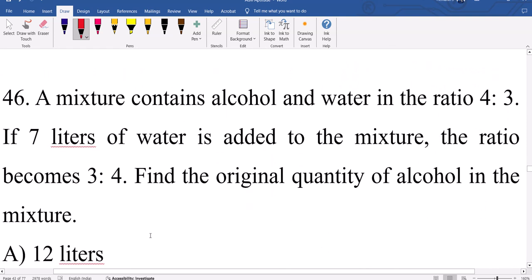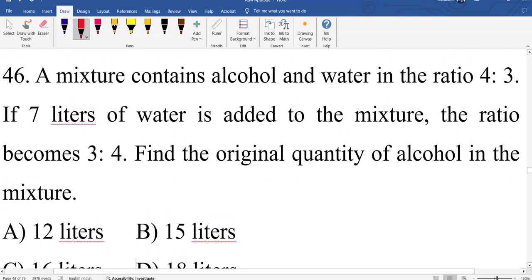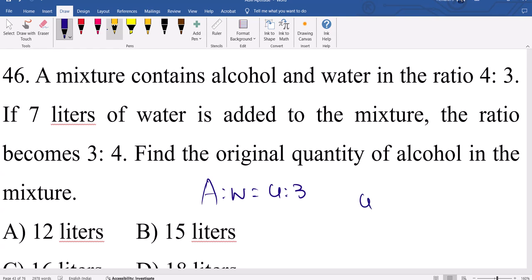Now see this mixtures and allocation question, a ratio of combination. The ratio of alcohol and water is 4:3. 7 liters of water is added to the mixture. The ratio becomes 3:4. What is the original quantity? See, alcohol and water are in the ratio 4:3. Let us say 4K and 3K.